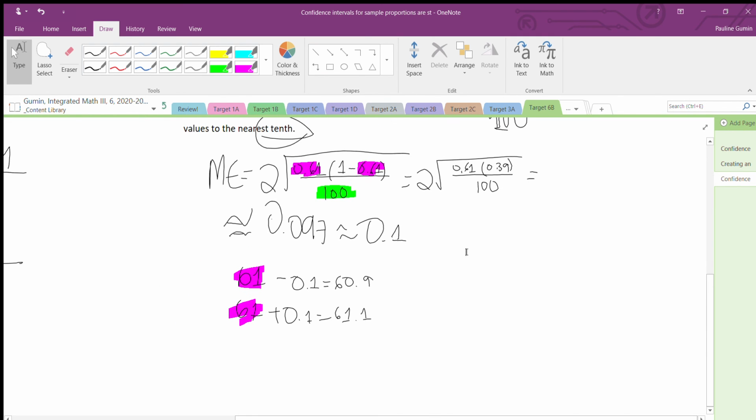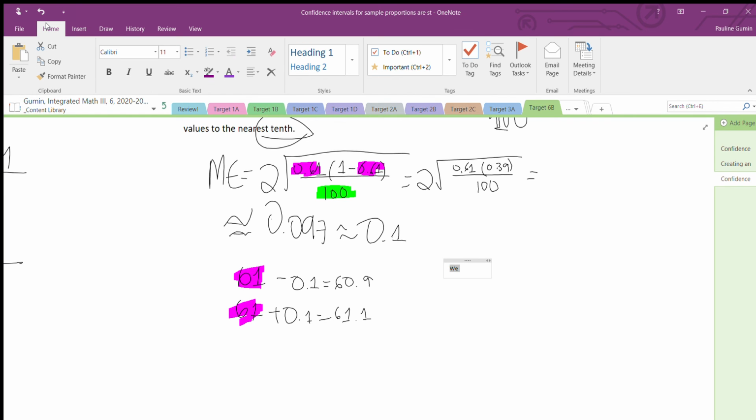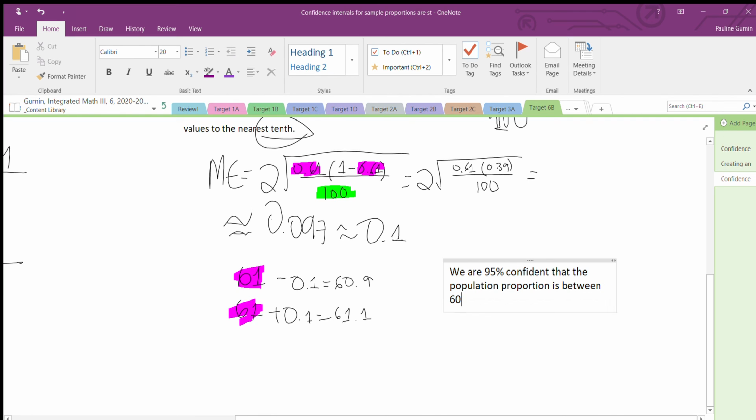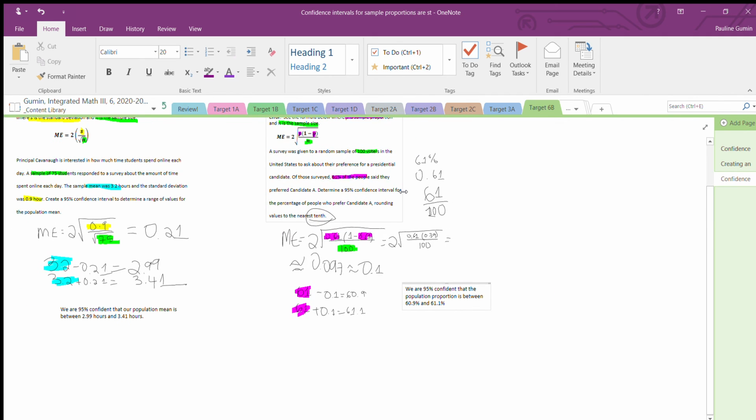We have one last thing to do, and we need to type out our sentence, and of course, make our font bigger. Okay, we are 95% confident that the population proportion, this time it's a proportion, not a mean, is between 60.9% and 61.1%.